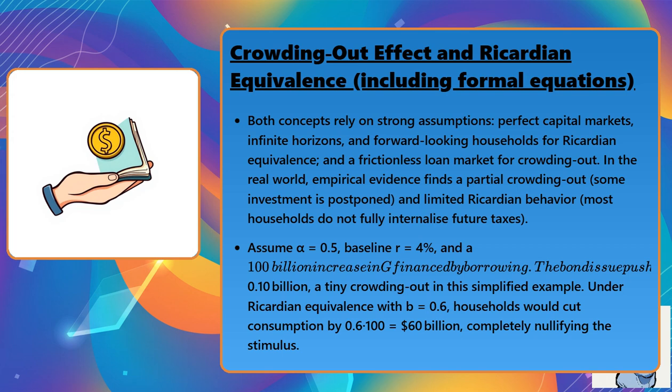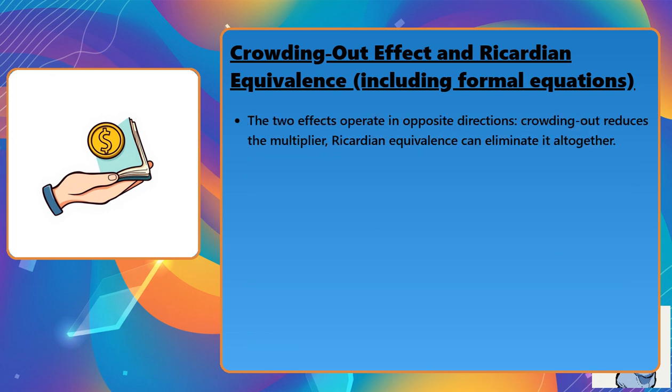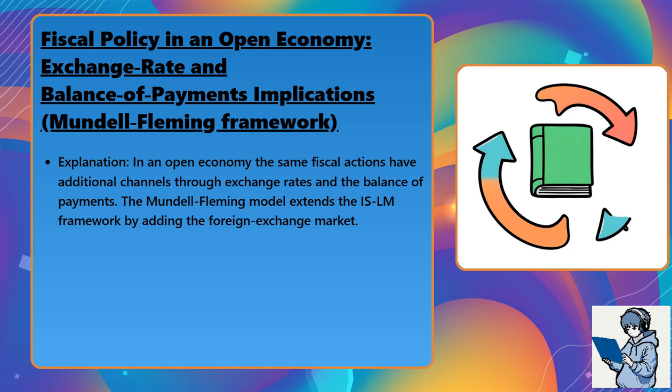Under Ricardian equivalence with B equals 0.6, households would cut consumption by 0.6 times 100 equals $60 billion, completely nullifying the stimulus. The two effects operate in opposite directions. Crowding out reduces the multiplier, Ricardian equivalence can eliminate it altogether. Explanation: in an open economy, the same fiscal actions have additional channels through exchange rates and the balance of payments.